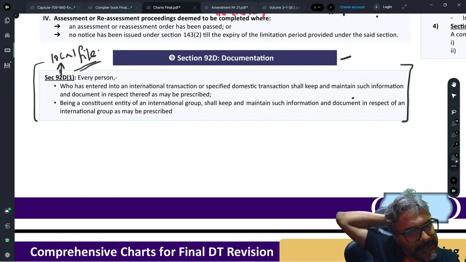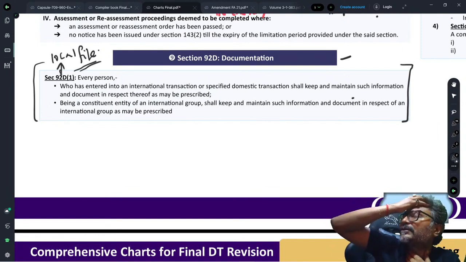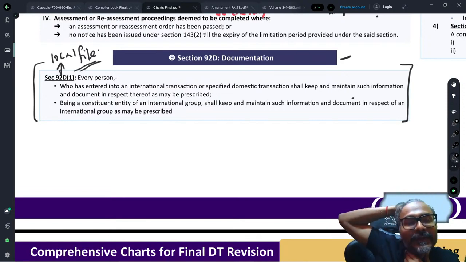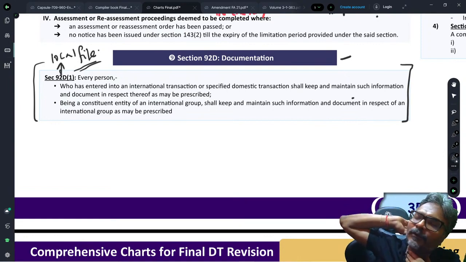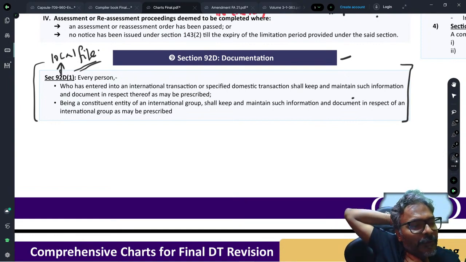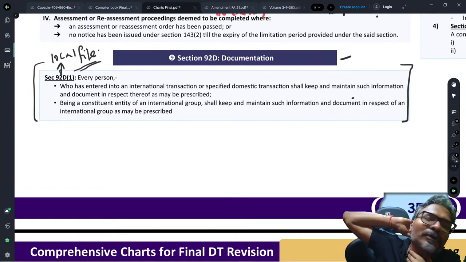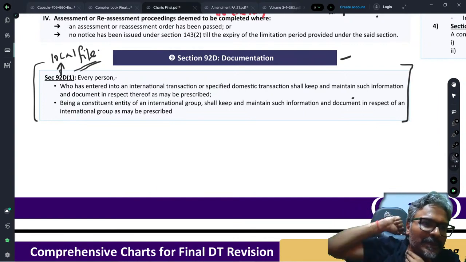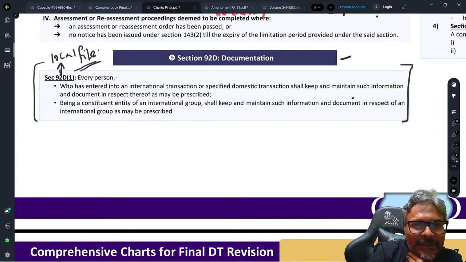Whereas in the first case, students, it is necessary that the international transaction or a specified domestic transaction should have taken place in that year. Only then, for that year, the requirement to maintain the documents under Section 92D will arise. Students, you have to be very careful of this point.